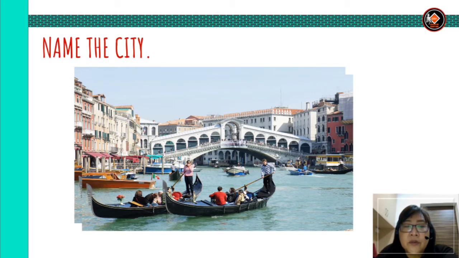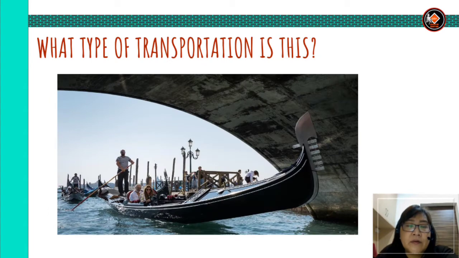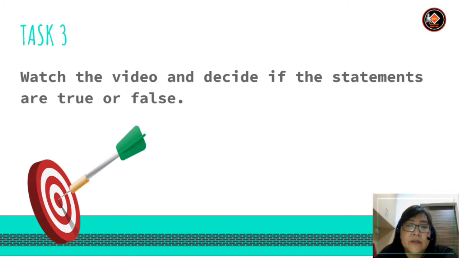Now we're going to move on to the next part of the lesson. So can you name the city? Look at the picture. Do you know where is this place? The answer is it is in Venice. Next one, what type of transportation is this? Okay, it is definitely a water transportation. So the object here is named gondola. Okay, next for task 3. Watch the video and decide if the statements are true or false.